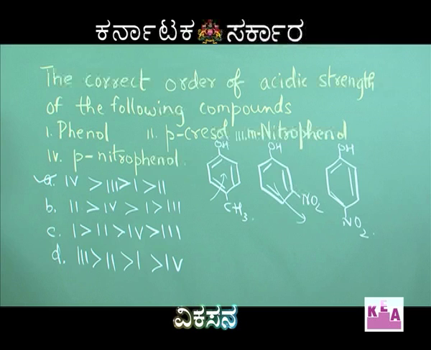We may be wondering why metanitrophenol is less acidic than paranitrophenol. In metanitrophenol, though it is very close to the OH group, in paranitrophenol, the nitro group is farther away from the OH group. There is intermolecular hydrogen bonding. Intermolecular hydrogen bonding is more, and therefore, it will be more acidic. So, paranitrophenol will be more acidic than metanitrophenol, which will be more acidic than phenol, and phenol will be more acidic than cresol. So, option A will be the correct option.